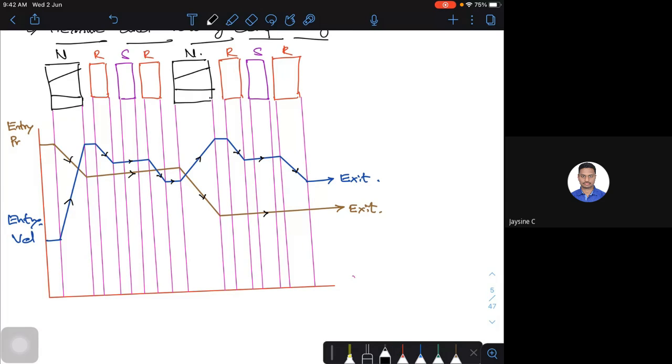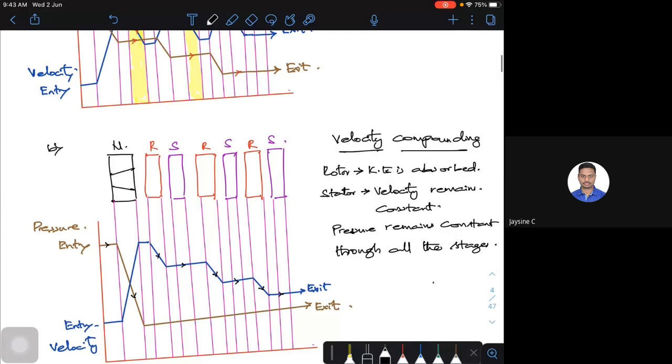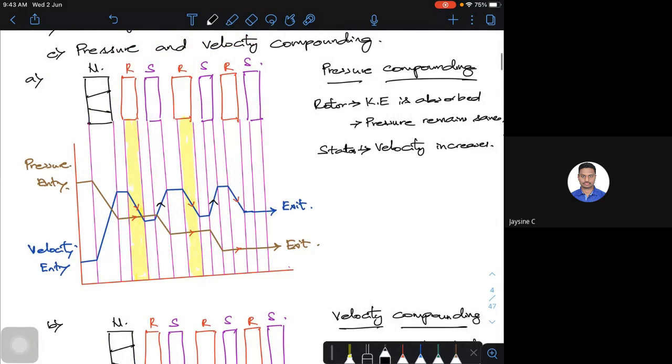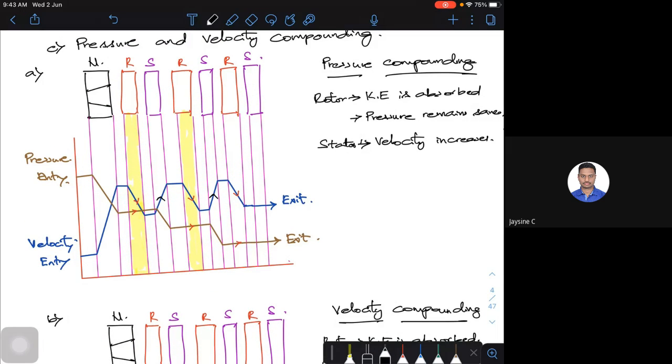If there are more stages, then for an impulse machine we will definitely go for a combined pressure-velocity compounding. If the number of stages is maybe 2, 3, or 4, then we'll stick to either pressure compounding or velocity compounding, depending upon the pressure. Whether I go for pressure compounding or velocity compounding depends on this. If the pressure is very high, something around 450 bar, 550 bar or 650 bar, then I'll go for pressure compounding, because I have to bring down the pressure in stages.